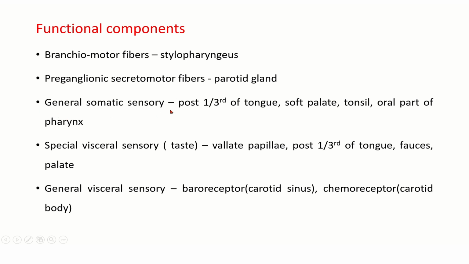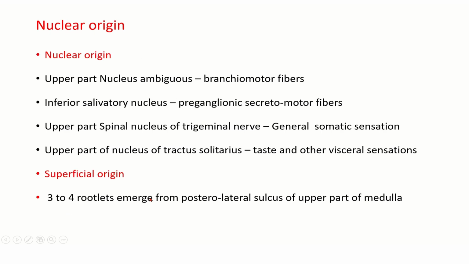somatic sensory fibers, which receive sensations from the posterior one third of tongue, soft palate, tonsil, oral part of the pharynx. Then special visceral sensory, there is taste sensation from vallate papillae, posterior one third of tongue, fauces and palate. Then general visceral sensory, that's why you can see carotid sinus and carotid body, which are present at the termination of the common carotid artery into internal carotid artery and external carotid artery. So carotid sinus acts as a baroreceptor, whereas carotid body acts as a chemoreceptor.